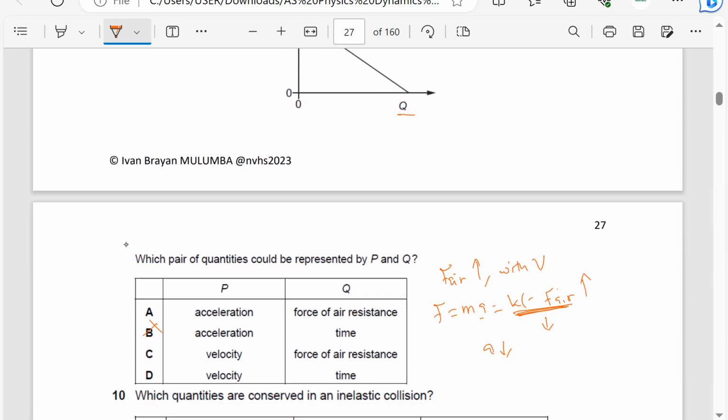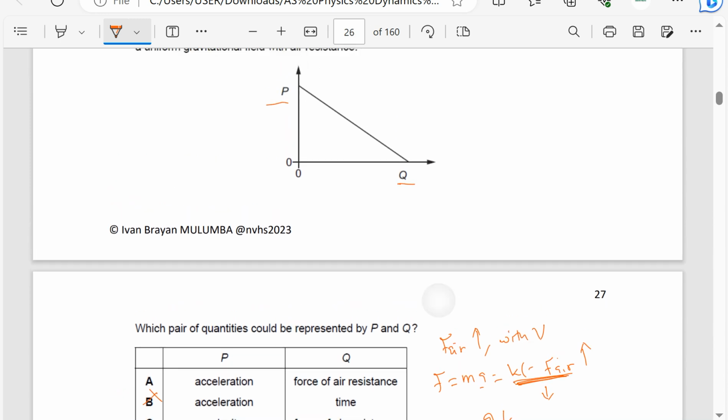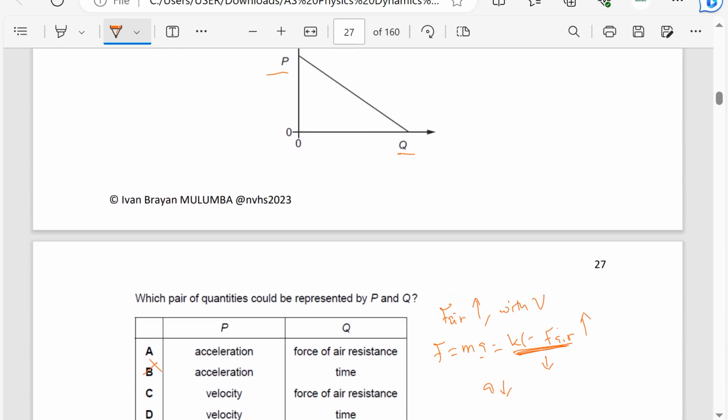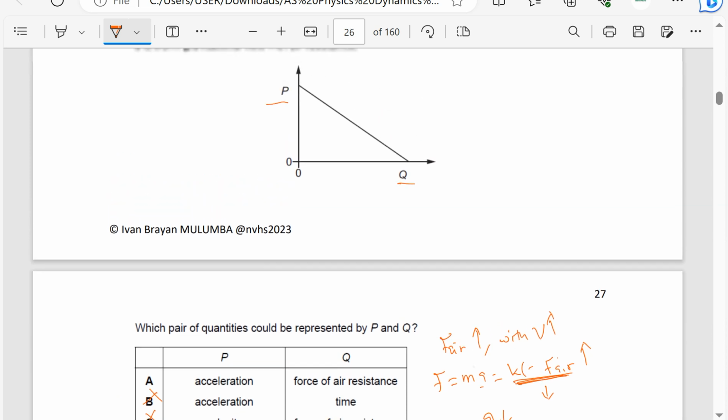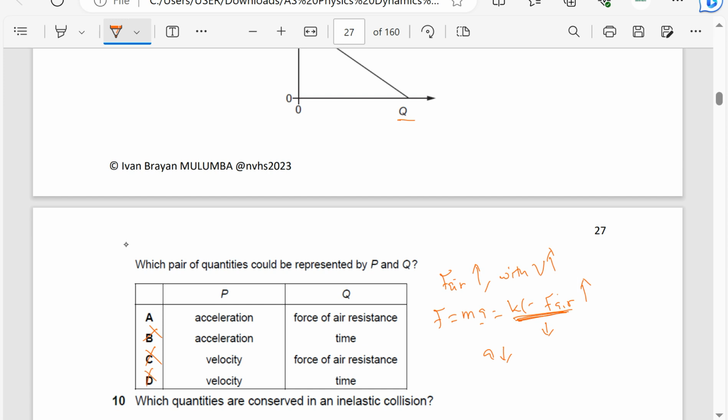Then velocity against force due to air resistance. As velocity increases, air resistance must increase, yet here it is showing as air resistance increases, velocity decreases. This is wrong. They are not inversely proportional. Velocity against time cannot be it, because air resistance increases with speed, so this graph would become horizontal to show that the velocity becomes constant at some point. So the answer is going to be A.